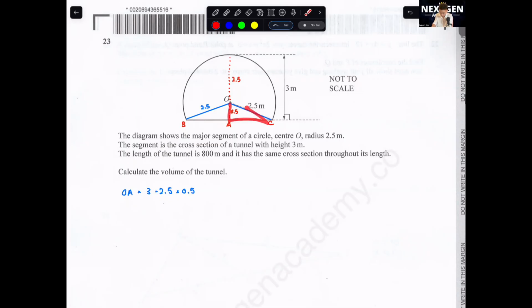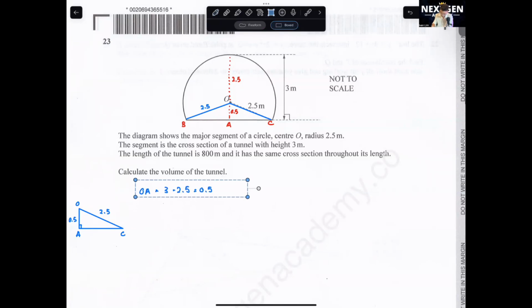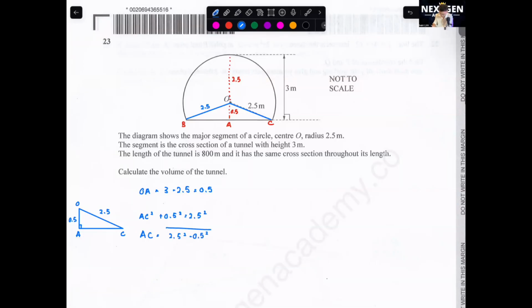So let's base on this triangle here first. We've got 0.5, we've got 2.5. This is OAC. There are two things that we need to find here. First one, let's find the length of AC. We use Pythagoras theorem, so AC squared plus 0.5 squared equals 2.5 squared. So AC equals the square root of 2.5 squared minus 0.5 squared. This will be square root 6.5. Maybe we keep square root 6.5 because this is still in the middle of the equation, so I prefer a more accurate value here.